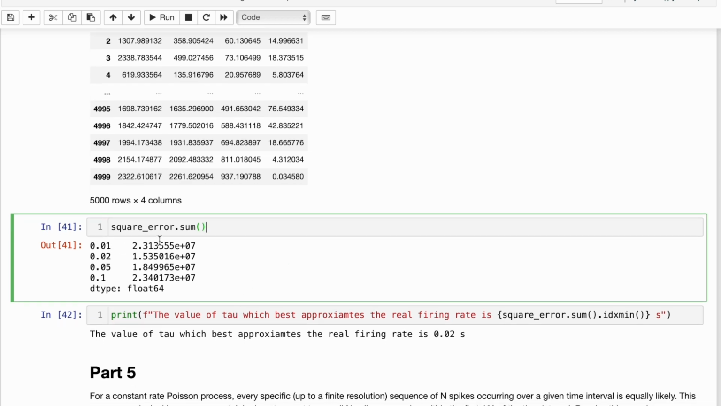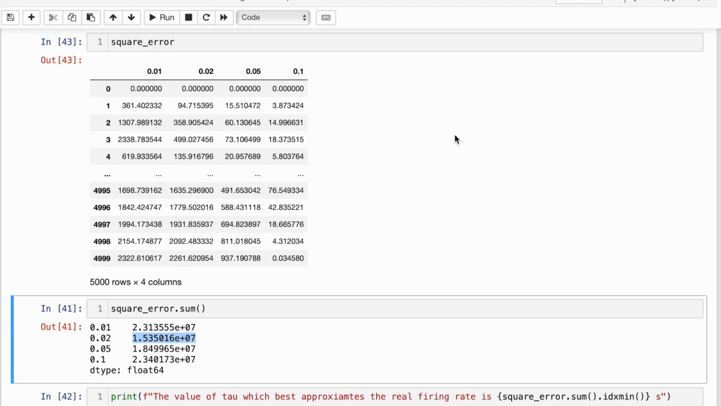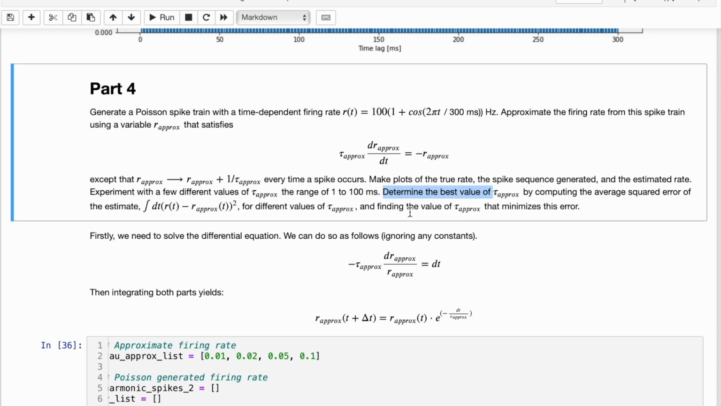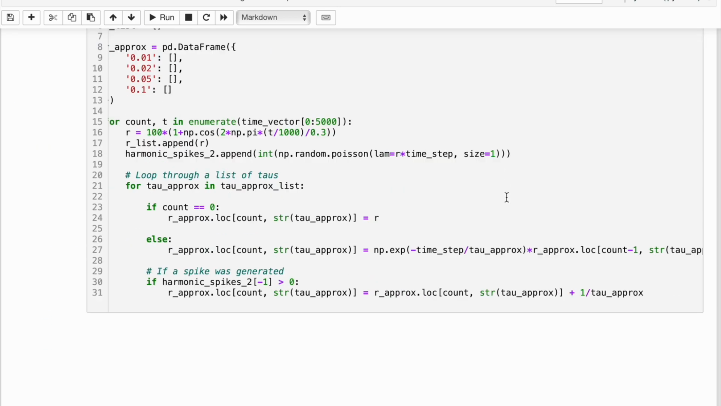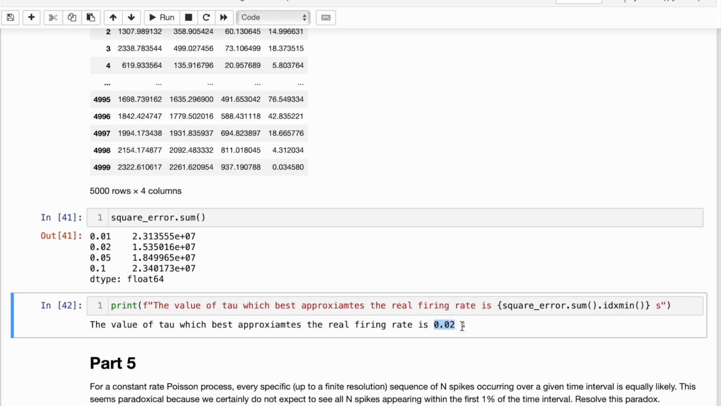And obviously, you can see that the smallest, although not by much, squared error is for the tau of 0.02 seconds. So that is the tau which best approximates, given the dynamic equation and the list of taus which I initially chose, the true firing rate generated from the harmonic Poisson oscillator. So to answer the question, which is explicitly to determine the best value of tau, we can conclude that it is 0.02 seconds.